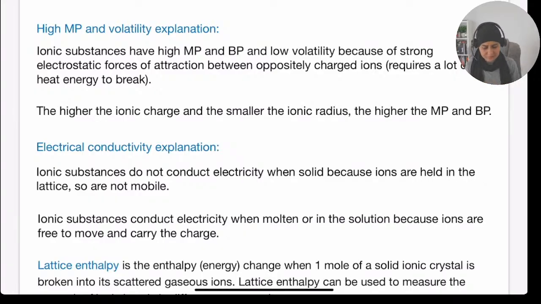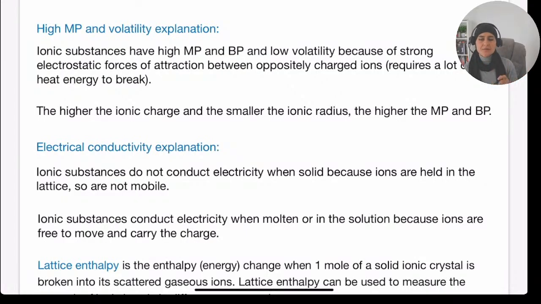All right, so the explanation for high melting and boiling point is that ionic substances have high melting and boiling points and low volatility because of strong electrostatic forces of attraction between oppositely charged ions, which require a lot of heat energy to break. Also, the higher the ionic charge and the smaller the radius, the higher the melting and boiling point would be. So high charge and small radius result in a stronger attraction, so higher melting and boiling point.